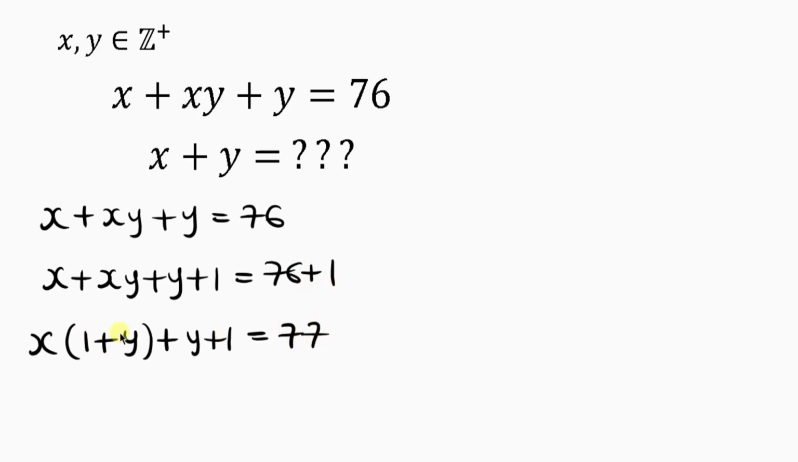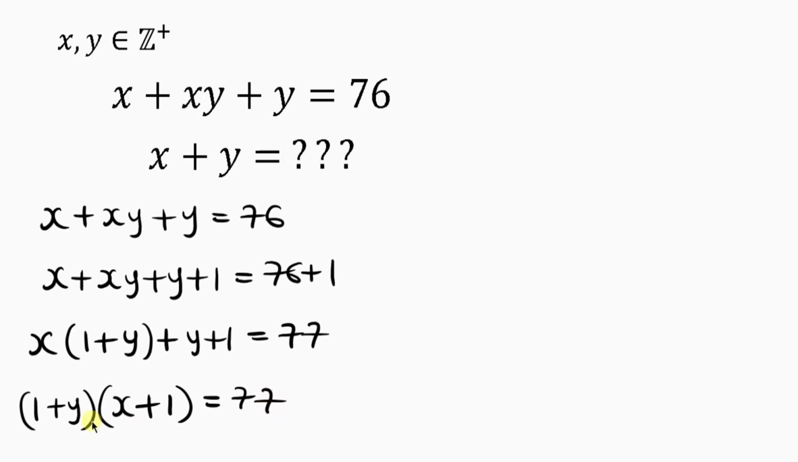Now notice that 1 plus y is actually common here. This and this are actually the same thing. It doesn't matter the position of 1 and y, they are the same thing. So let's factorize 1 plus y out. So 1 plus y has been factorized out. Now let's divide this expression by this. We have x plus this expression, which is y plus 1 divided by 1 plus y, which is 1, equal to 77.